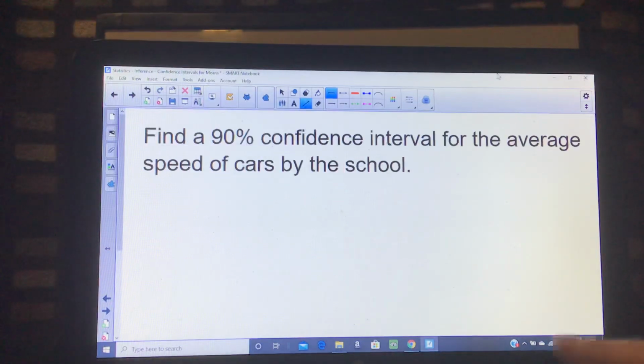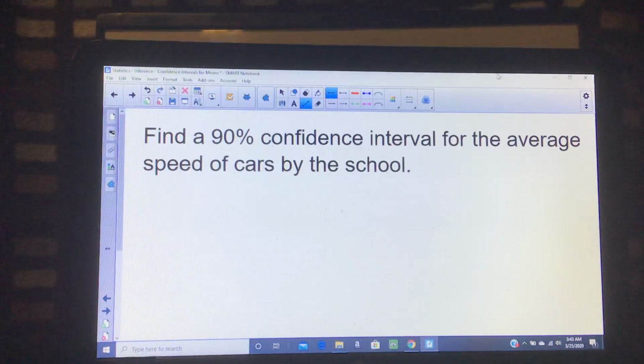So finally, let's create a 90% confidence interval for the average speed of cars by the school. The reminder is the mean of cars was 31.04 miles per hour. The standard deviation for that sample was 4.25. How can we use that to know a confidence interval for what the population's average might be?